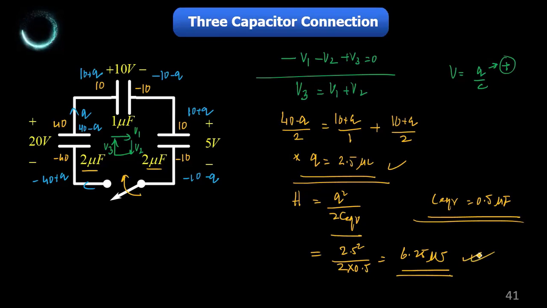So, this is the idea of solving this type of problem. Whenever 3 capacitors are given, or even more than 3 capacitors, they may also be solved in this manner. Only thing is that you have to write the potential equation properly. And once you are writing the potential equation, make sure that every time you are taking the value of the charge which is on the positive plate.